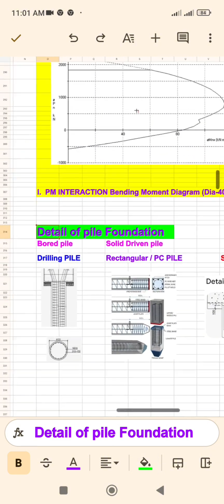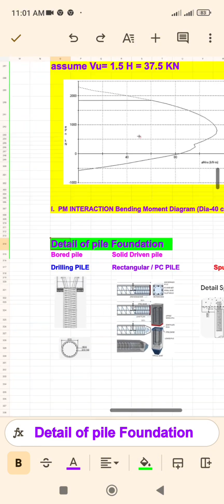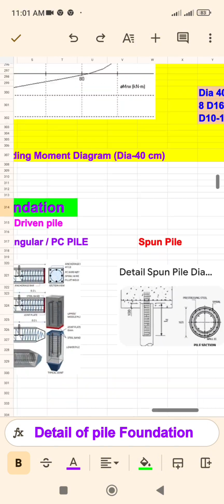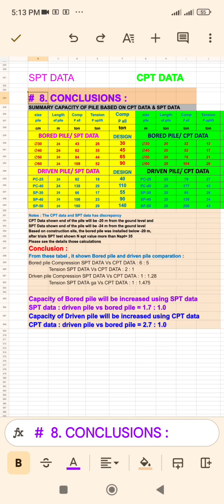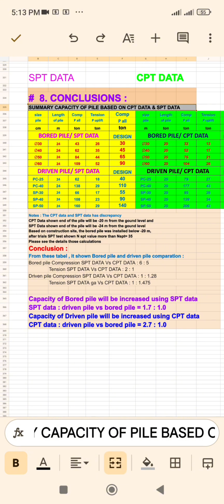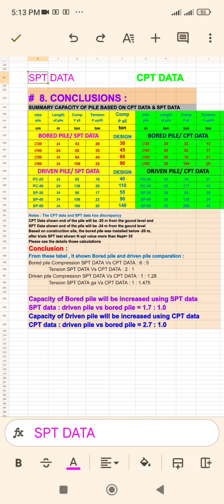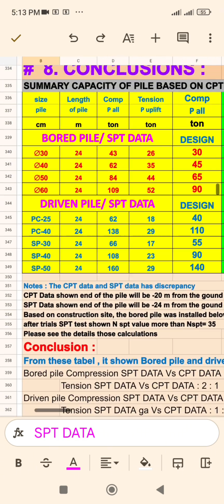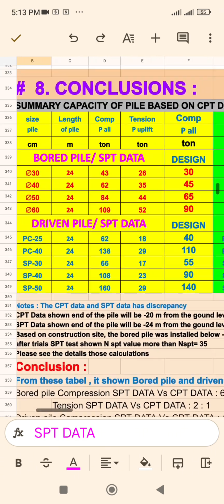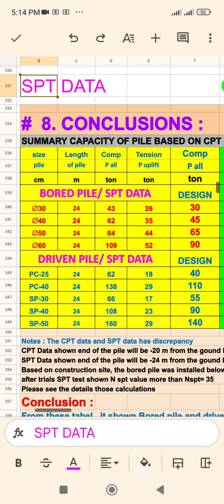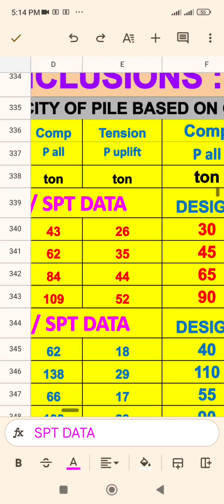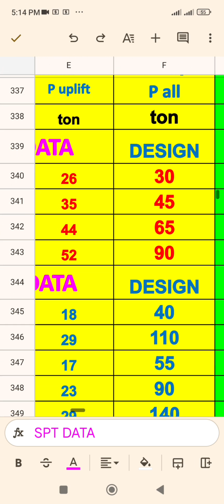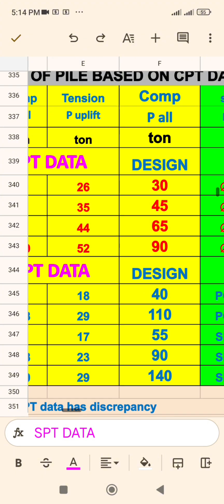What is the comparison between the bored pile capacity and driven pile capacity? Here are the results as follows. From the SPT data we get driven piles versus bored piles equals 1.7 versus 1. From the CPT data, driven piles versus bored piles equals 2.7 versus 1. The capacity of the bored piles will increase using SPT data, and the driven pile capacity will increase using CPT data. From these calculations, differences in pile capacity are obtained.